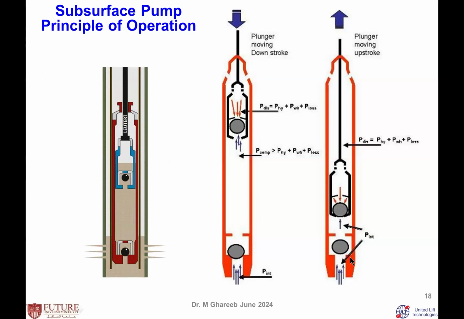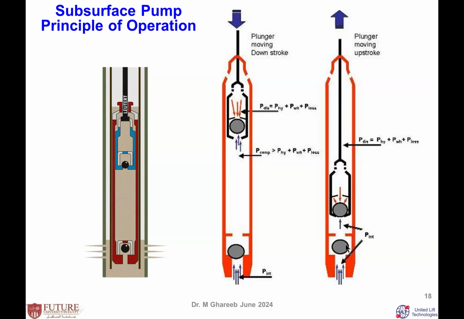While we are going in the upstroke, in the very right one, the pressure above, what we call the discharge pressure, is equal to the hydrostatic head of all the fluid from the pump depth up to the surface, plus the wellhead pressure, plus the pressure loss. Remember in my first lecture, I said in order for the well to be flowing, the bottom hole flowing pressure should be equal to that. In this case, I created an artificial bottom hole flowing pressure. This is what we have at the top of the pump.